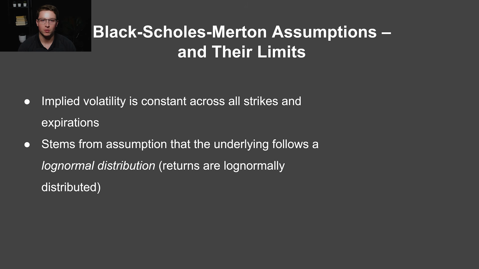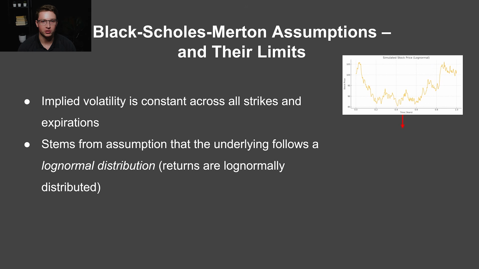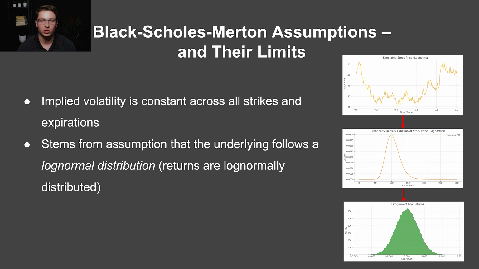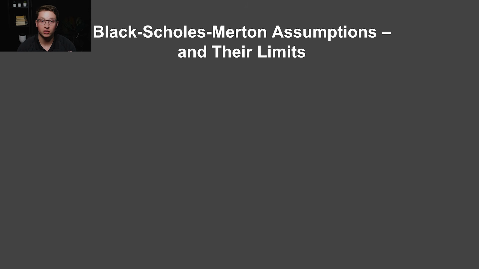In other words, the model assumes that no matter which strike price you choose, the expected volatility of the underlying asset remains the same. This assumption stems from the idea that the underlying follows a log normal distribution, meaning that log returns are normally distributed. But reality disagrees. Empirical studies across markets, including equities, have consistently shown asset returns distributions are not perfectly normal.